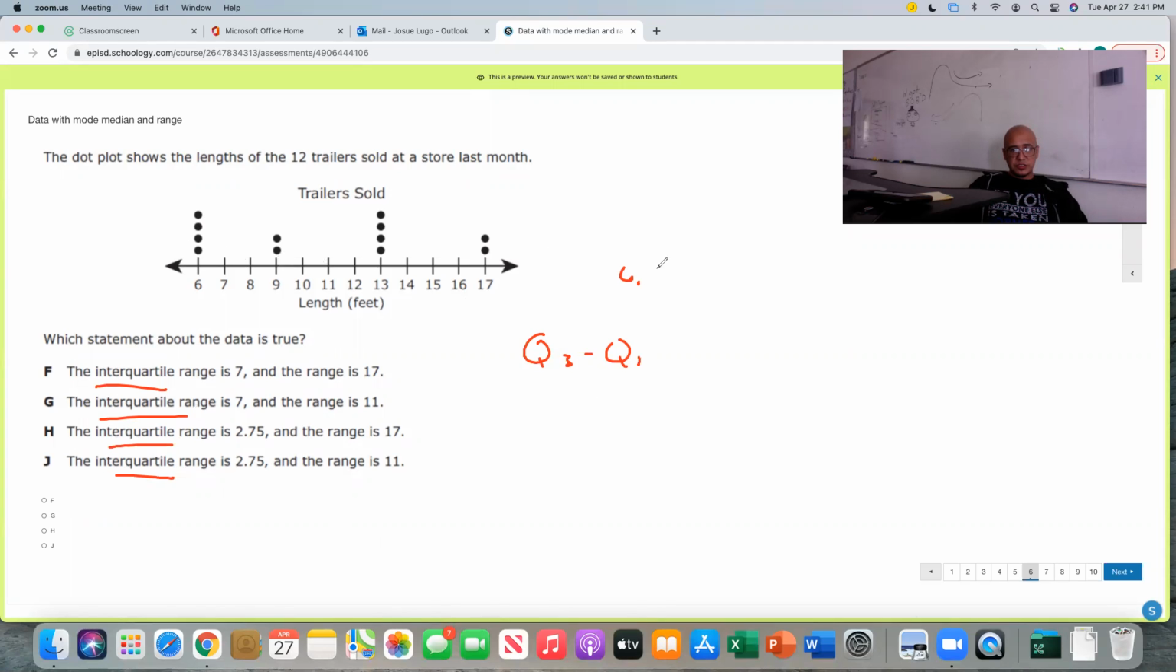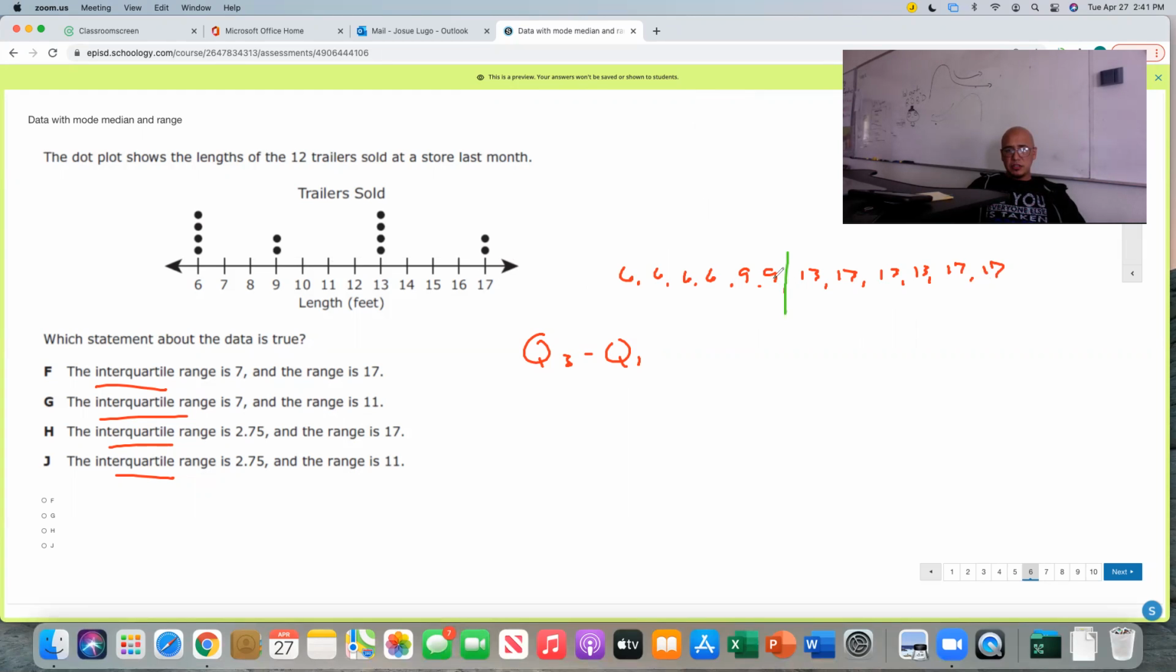There's four 6s: 6, 6, 6, 6. There's two 9s: 9, 9. And there's four 13s: 13, 13, 13, 13, and there's two 17s: 17 and 17. So, ladies and gentlemen, to find Q3 and Q1, you would first have to find the median. So there's 1, 2, 3, 4, 5, 6, 7, 8, 9, 10, 11, 12. It's 12 points, 6 and 6.